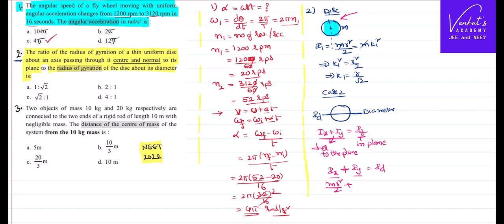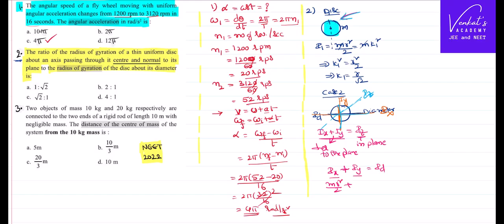Alright, let us rephrase this way. I will call this I diameter as Ix in the plane. I will take another I diameter, this is also the diameter. I will call this Iy, that is also in the plane. Now I will take another axis, this one. This is Iz. So Iz is perpendicular to the plane, Ix and Iy are in the plane. This is our perpendicular axis, that is mr square by 2.